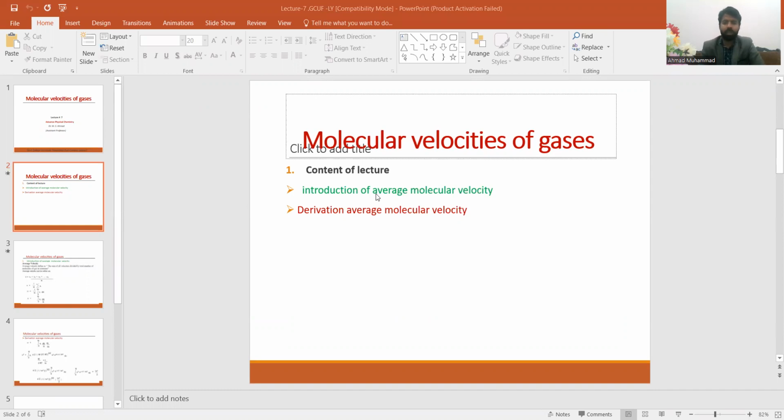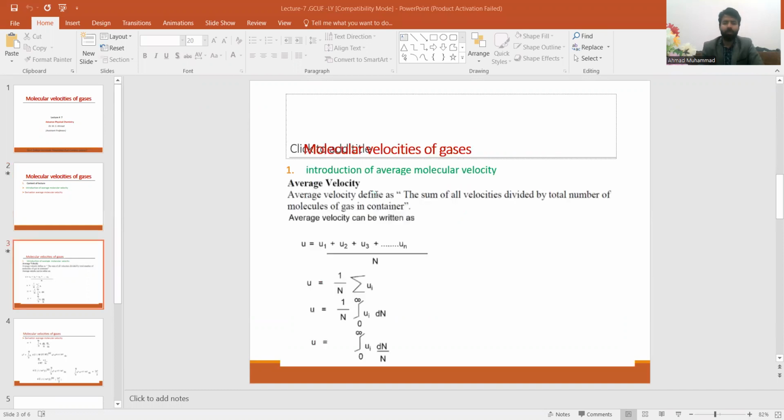Today we will discuss the introduction of average molecular velocity, and then we will discuss the derivation of average molecular velocity. For the introduction, the average velocity can be defined as the sum of all velocities divided by the total number of molecules of a gas in a container, and is known as the average velocity.